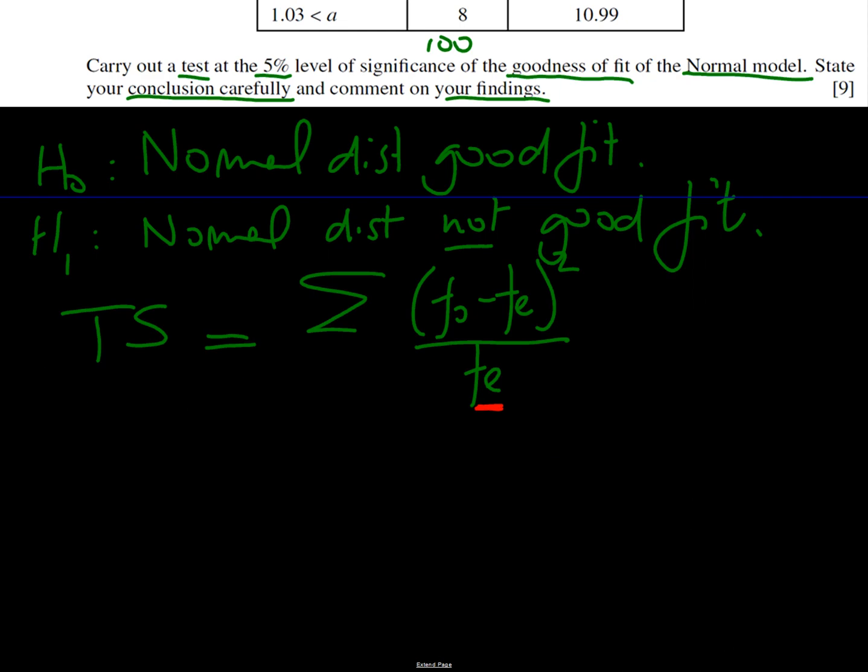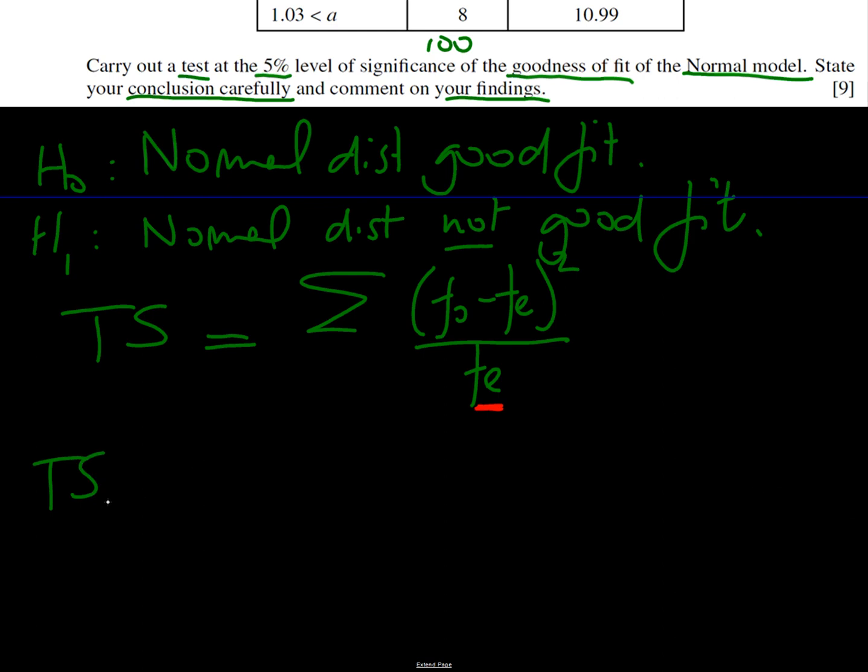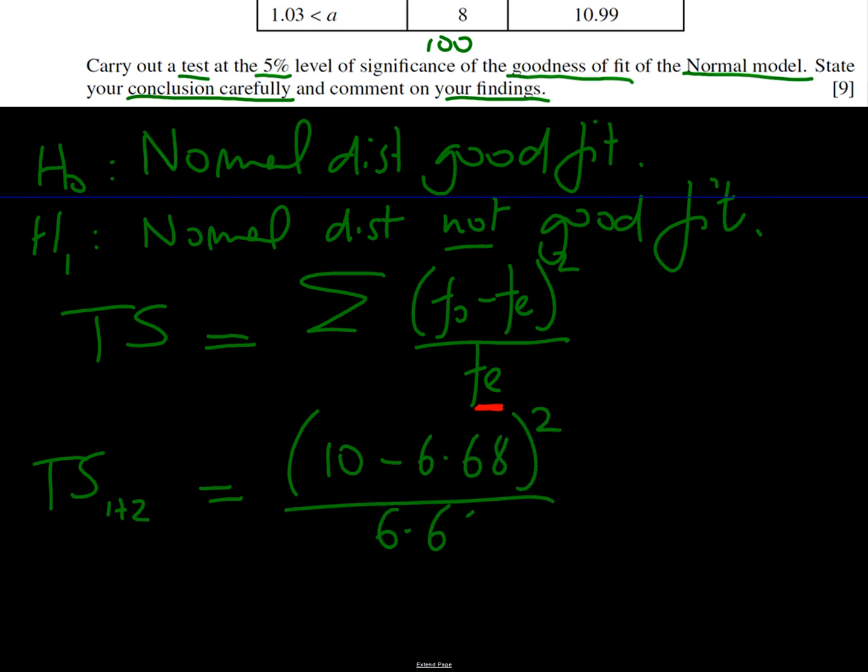Okay, so for the examiner, what we want to do is to show that we know how to calculate our test statistic. So for the first group, group 1, if I look at that, this is 1 and 2 combined, we would have 10 minus 6.68 all squared over 6.68, which equals 1.650.